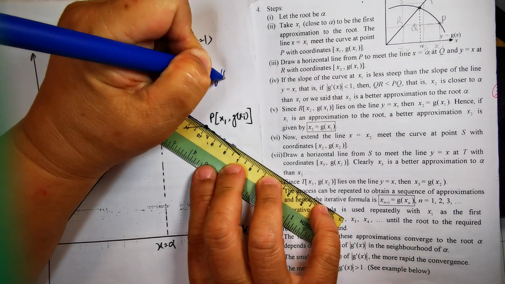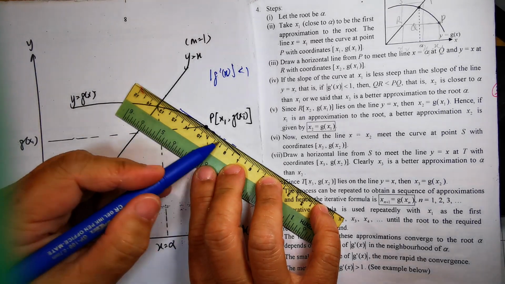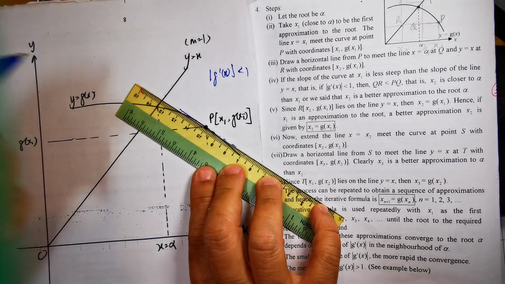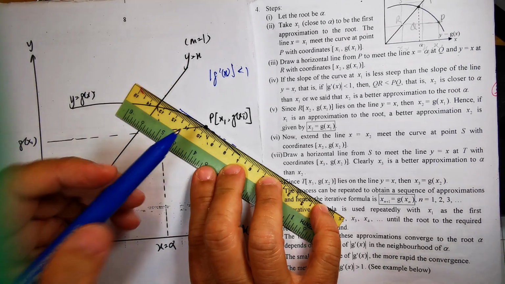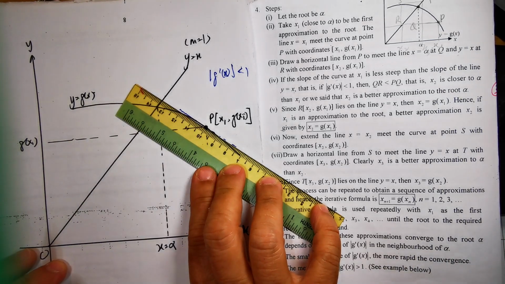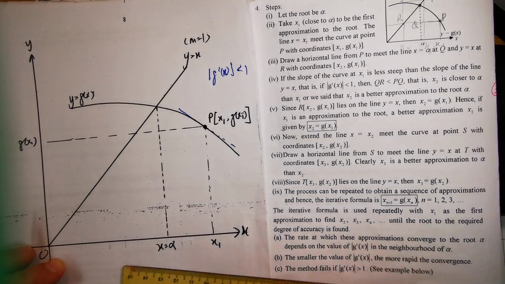Remember just now we said the modulus of g prime x is less than 1. You see that this curve is less steep compared to the line y equals x. It's less steep, so the modulus of this gradient is definitely less than 1. So we continue the steps as we said just now.